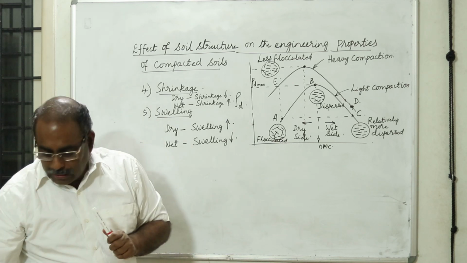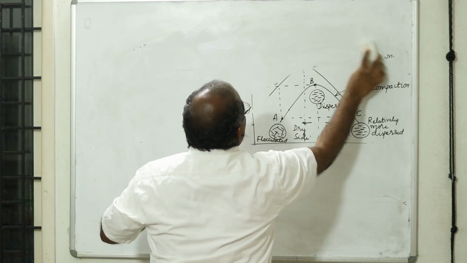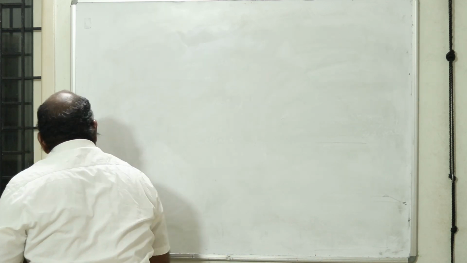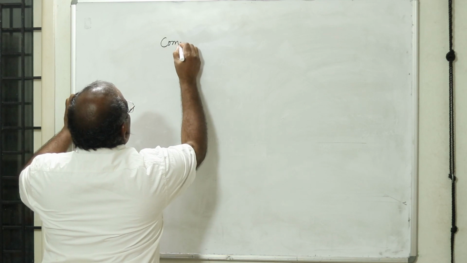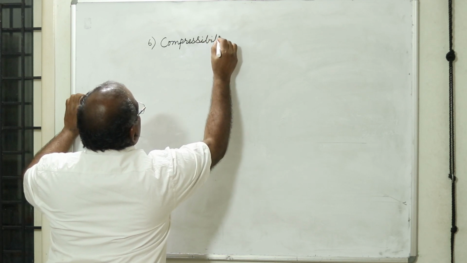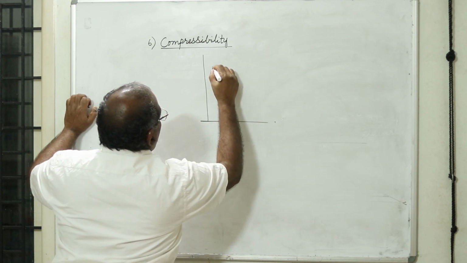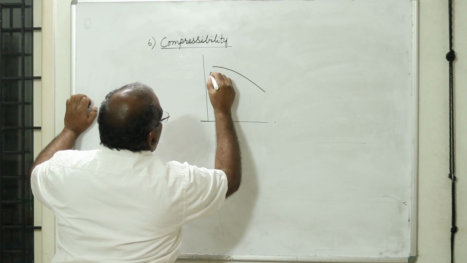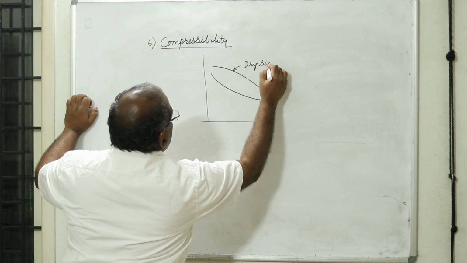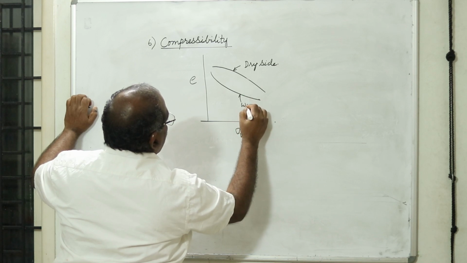Now coming to the next aspect, we have the compressibility behavior. Last one is the compressibility behavior. Now the dry side of optimum, you will have something curved like this, and the wet side of optimum will have a curve like this. This is the dry side. This is the void ratio versus the vertical pressure, effective pressure. This is the wet side.